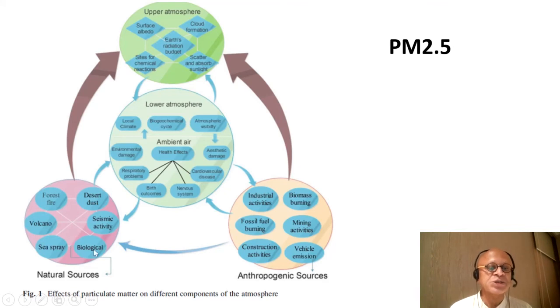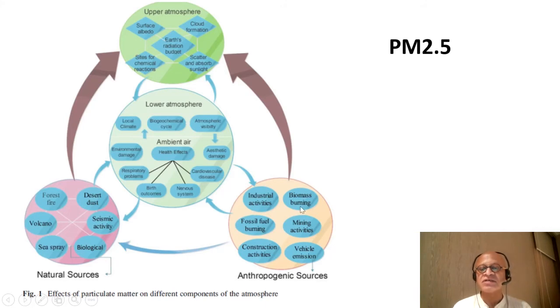And natural sources of dust include, of course, volcanoes, forest fires, wildfires, which we will talk about again, desert dust, seismic activity, biological activity. There are many aerosols emitted by vegetation as well, and of course sea spray puts out several billion tons of cloud condensation nuclei and salt particles.